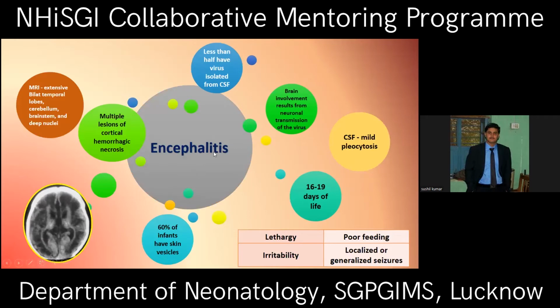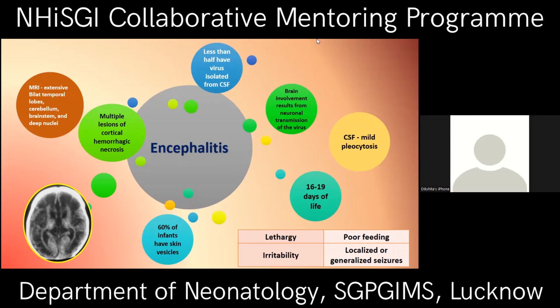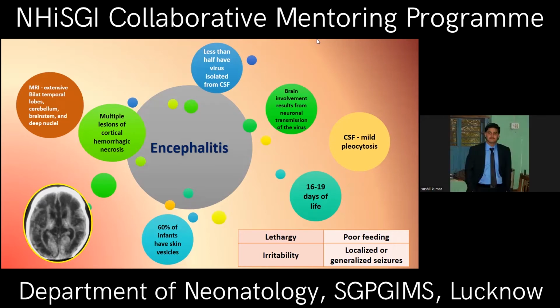The last category being your CNS infection. They usually manifest in the second to third week of life. 60% of these infants have associated skin vesicles, and in less than half of these babies you can isolate viruses from the CSF in the initial period, but subsequently they can have virus manifestations in the CSF.